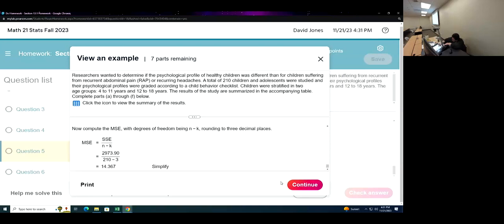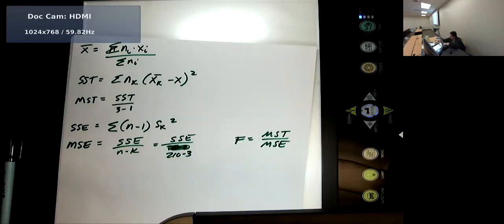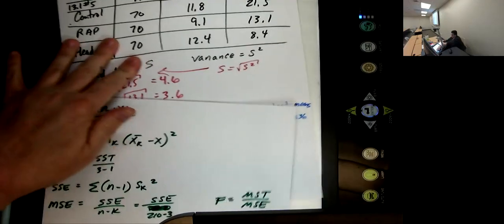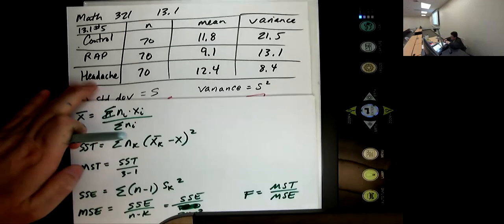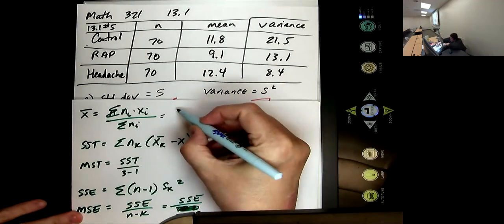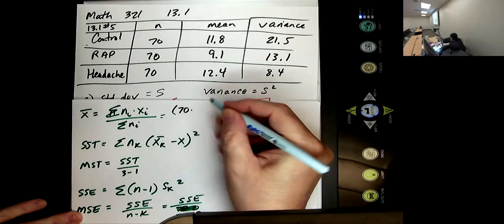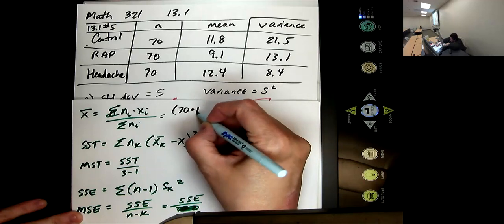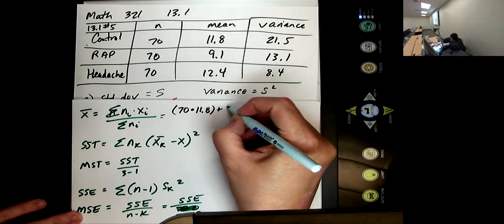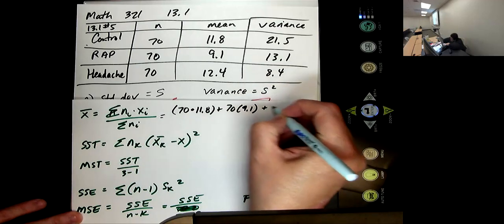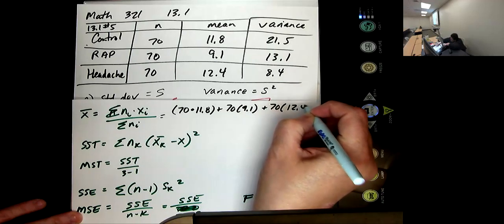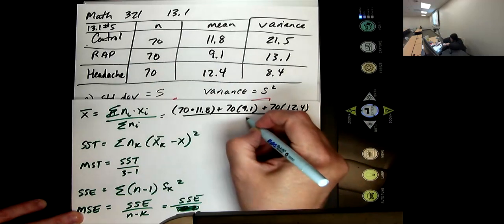Oh, no, it wants the full thing, 210 minus 3. And then F is MST over MSE. All right, I got the formulas that we need. Okay, so X bar is gonna be, what we need to do is we're gonna take, each of them have 70, and we're gonna multiply it by their individual means. So 70 times 11.8 plus 70 times 9.1 plus 70 times 12.4 all over the sum of the n, which is 70 plus 70 plus 70 is 210.